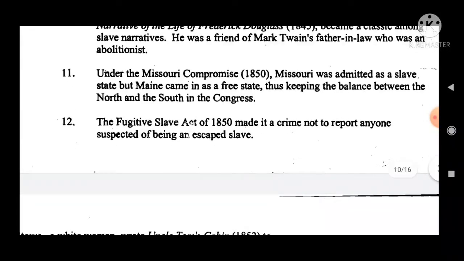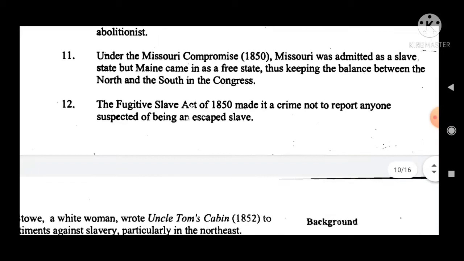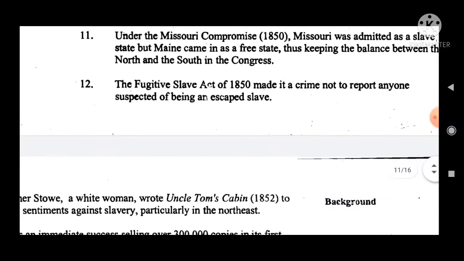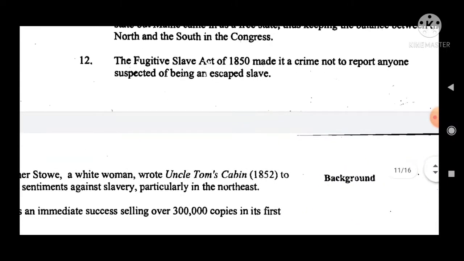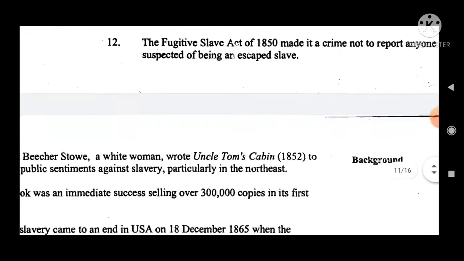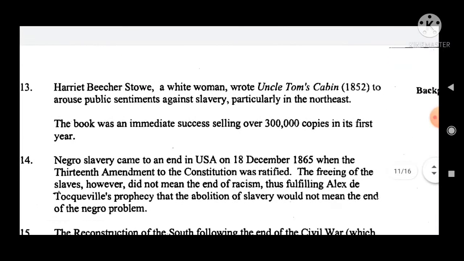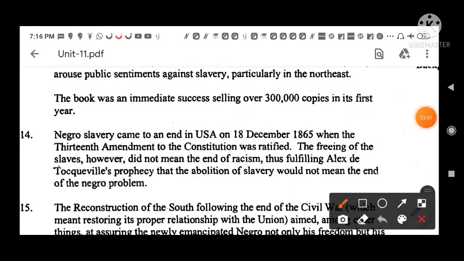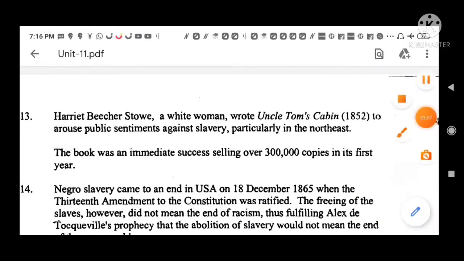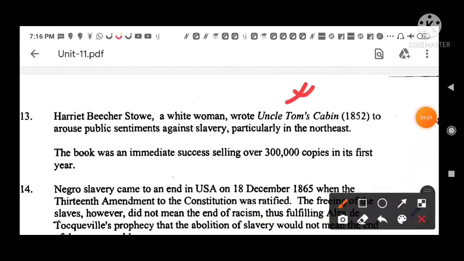Under the Missouri Compromise, Missouri was admitted as a slave state, but Maine came in as a free state, thus keeping the balance between the North and South in the Congress. The Fugitive Slave Act of 1850 made it a crime not to report anyone suspected of being an escaped slave. Then, Harriet Beecher Stowe, a white woman, wrote Uncle Tom's Cabin. Okay, so you can remember the main key points here.